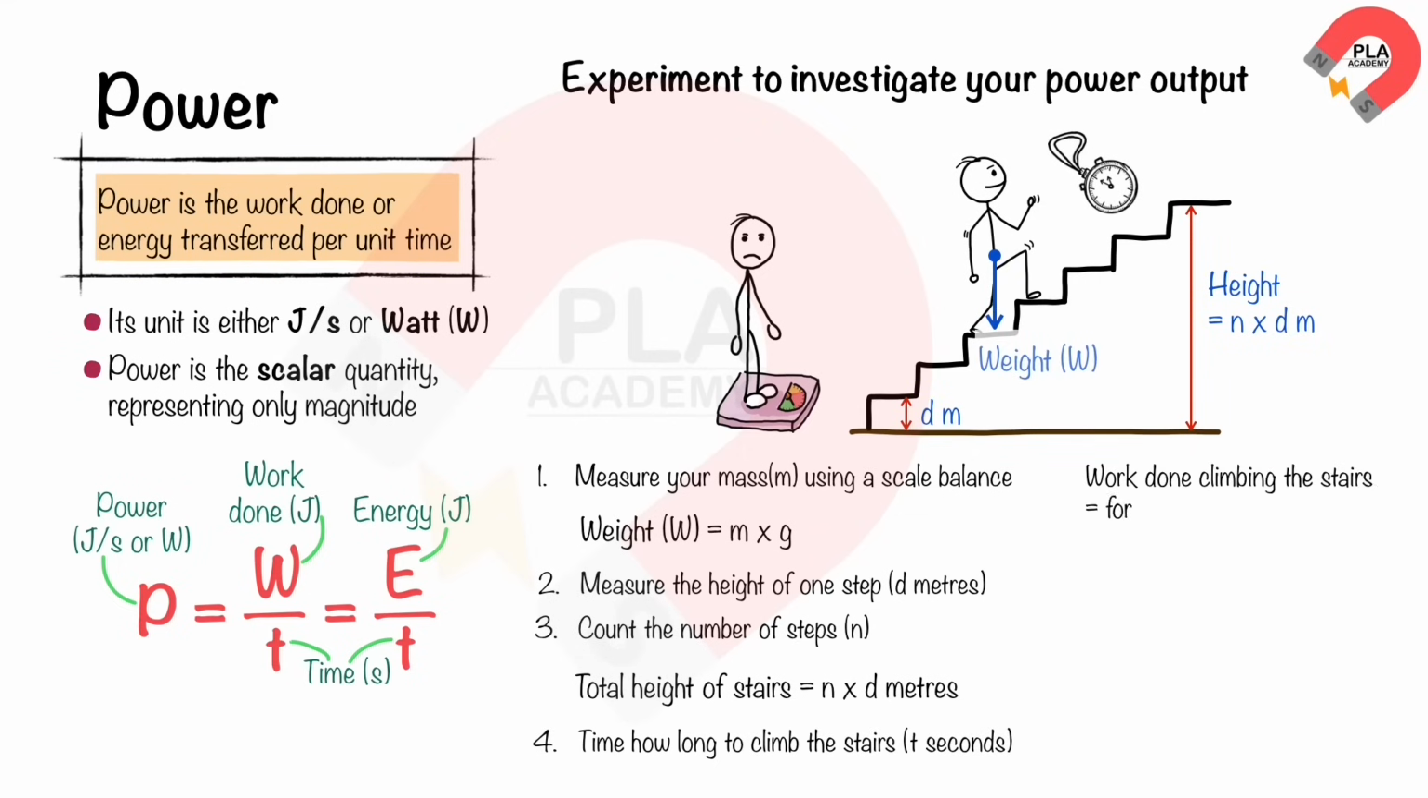Work done climbing the stairs equals force times distance. Force is your weight and distance is the height of stairs. So, work done is W times n times d. Power equals work done over time taken. So, power is W times n times d, over t.